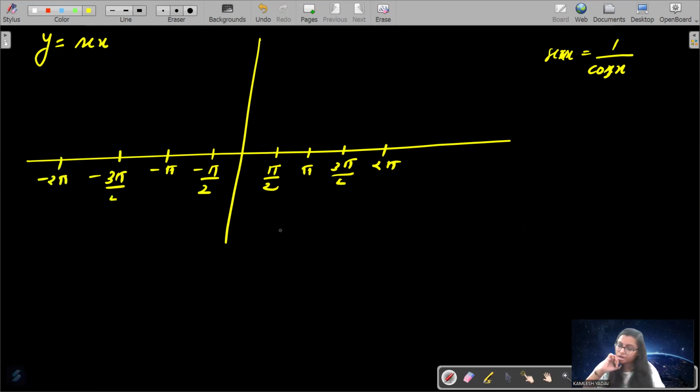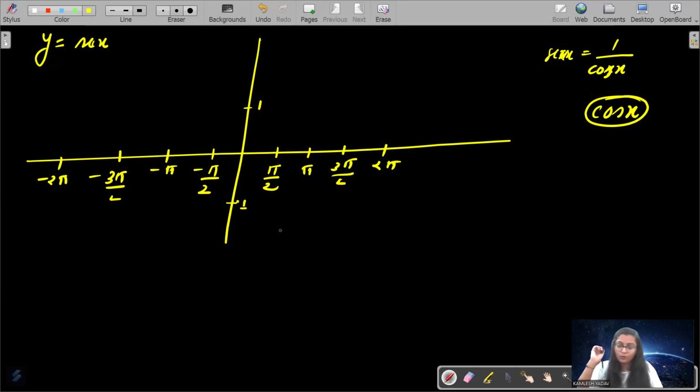Okay. So sec x, which is also equal to 1 upon cos x. So here first we draw the graph of cos x. Okay, first we draw here the graph of cos x, which is 1 and this is minus 1.